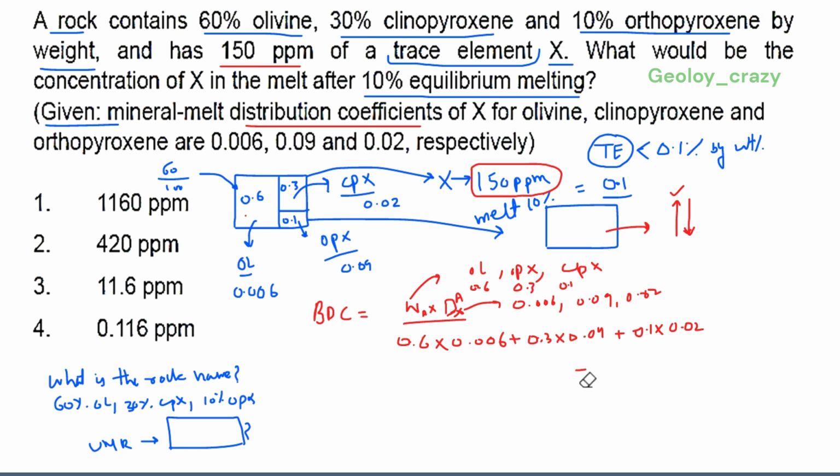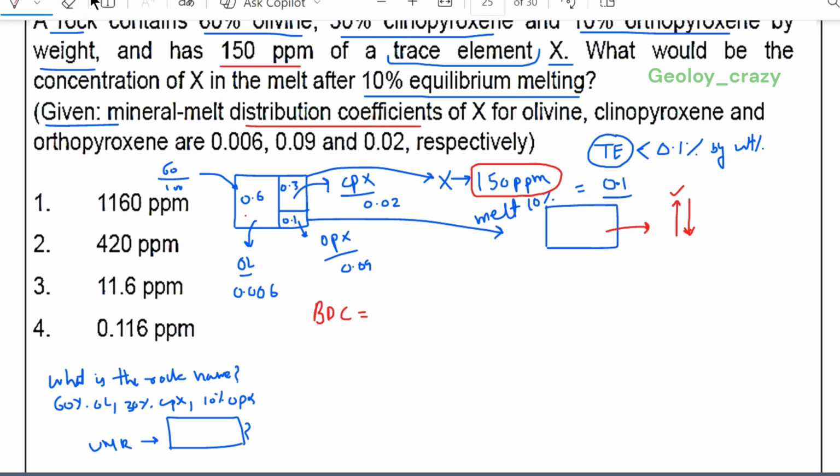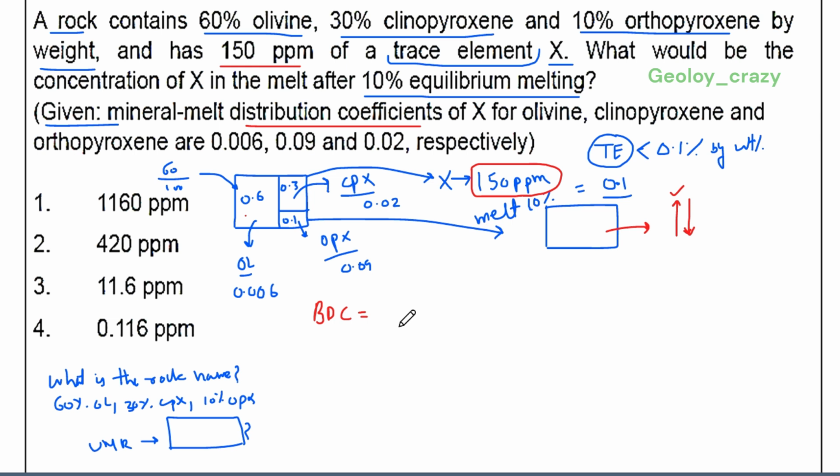Now the main thing is why we are doing this. If you understand these things now, then you will remember them for a long time. So we are getting our value for this bulk distribution coefficient, and our value is 0.0326.